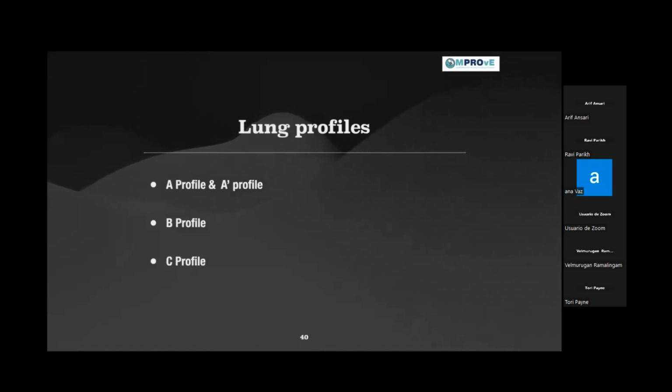Right. Having said all that, let's talk about the lung profiles. Again, these are all pattern recognition, and it's very easy. As I said, it's a very gross kind of interpretation, and hence it doesn't take long to learn lung ultrasound compared to echocardiography or the abdominal scans and all that. So we'll talk about the A profile, the A prime profile, the B, and we'll touch on the C as well. We'll not go into detail, but we'll just touch base with it.